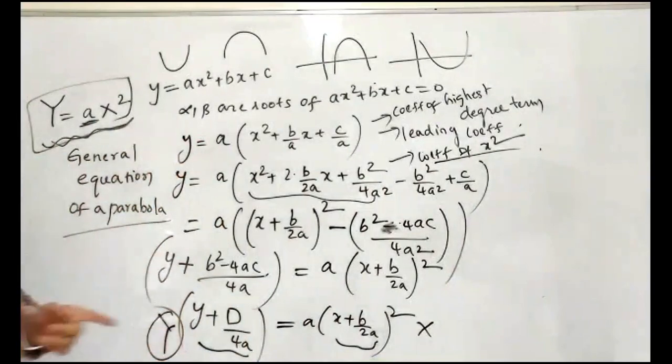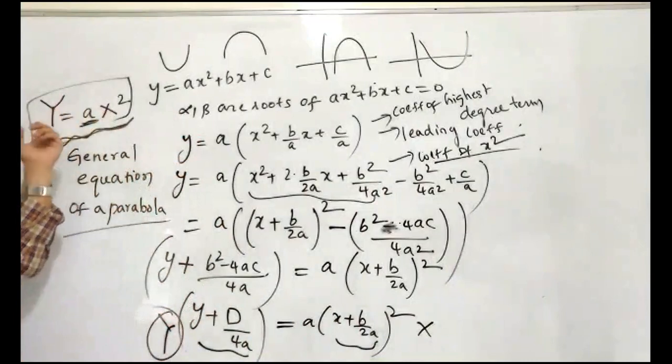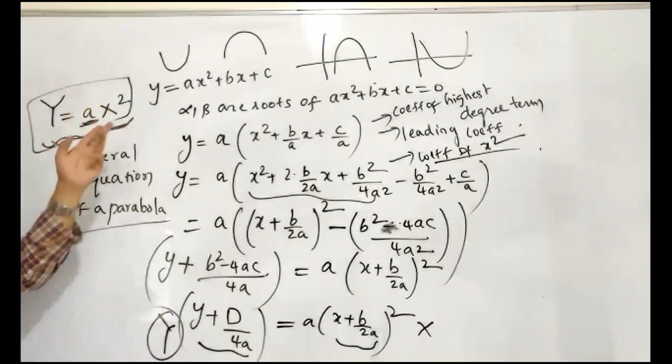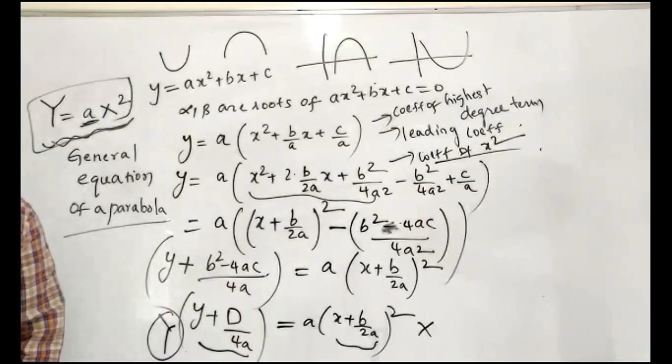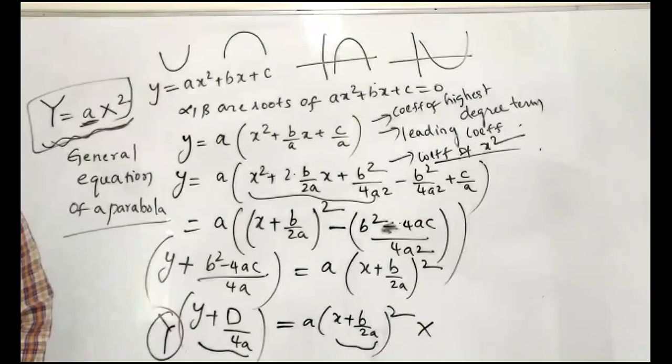y plus d by 4a is a into x plus b by 2a whole square, and this y is equal to a capital X square. This is the general equation for a parabola. Hope you have written this.